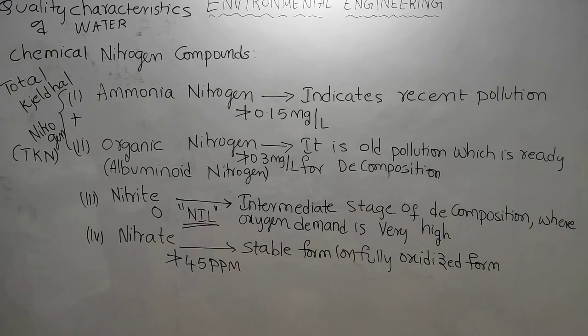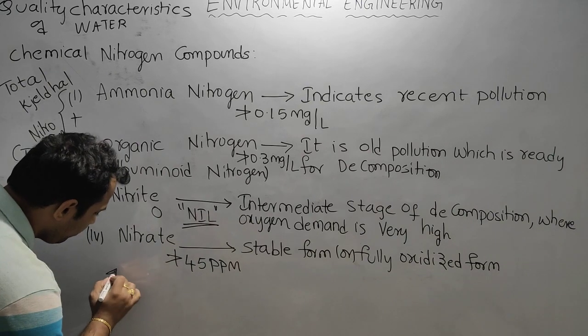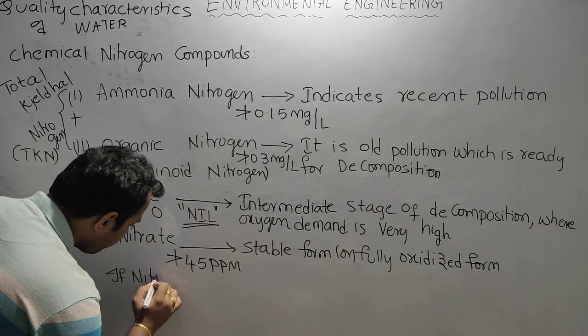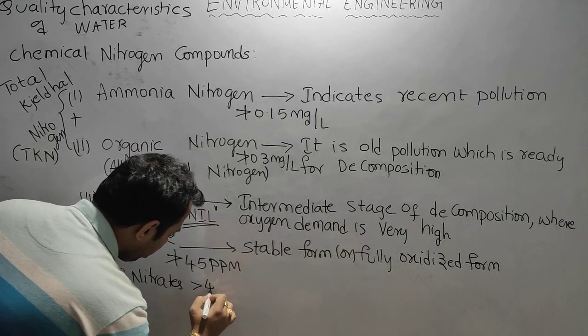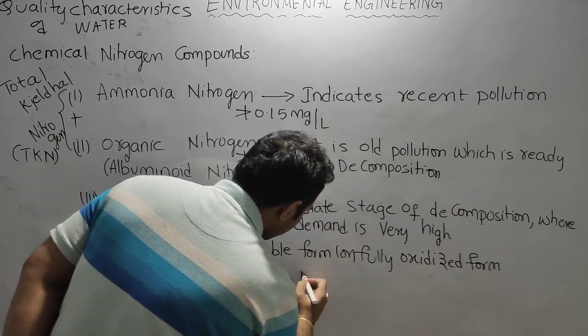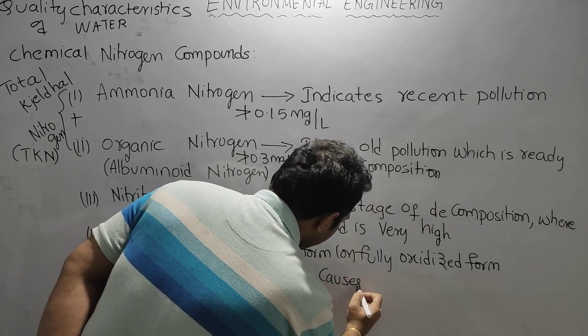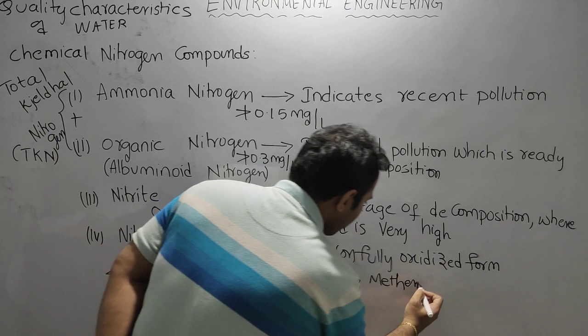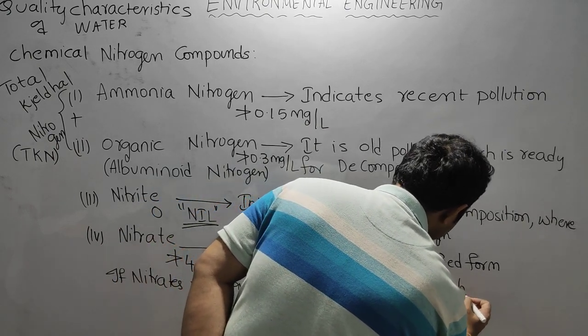So these are the limits. If the limit of nitrate increases more than 45 ppm, it causes methemoglobinemia. Okay, methemoglobinemia. If nitrates are greater than 45 ppm, then it causes methemoglobinemia.